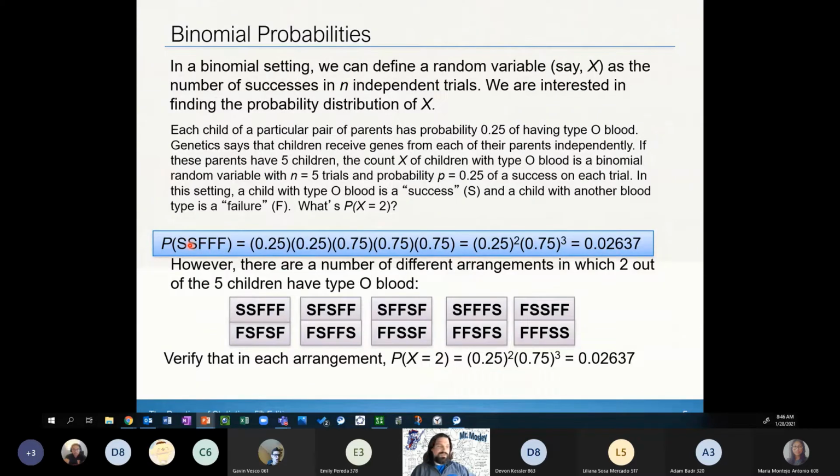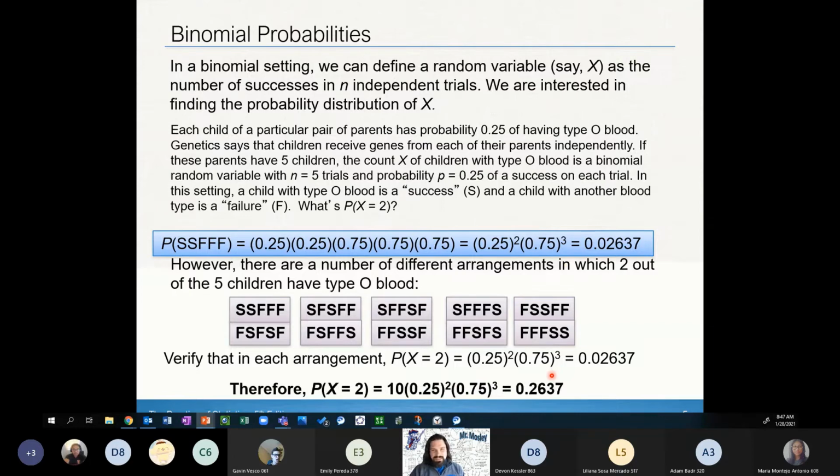We need to find the probability of any one of these 10 possibilities occurring. That increases the odds. We can verify that in each arrangement, we end up with the same multiplication of 0.25 squared times 0.75 cubed. And this has to do with properties of multiplication. No matter what way I multiply things, 2 times 2 times 5 times 5 is the same as 2 times 5 times 2 times 5. The order in which I multiply things together doesn't change the outcome. So we end up with the same probability for all 10 scenarios.